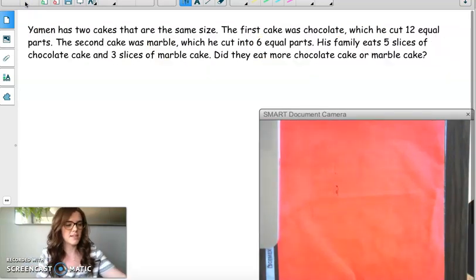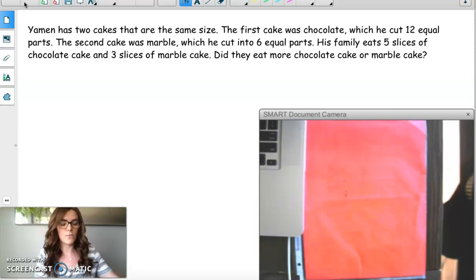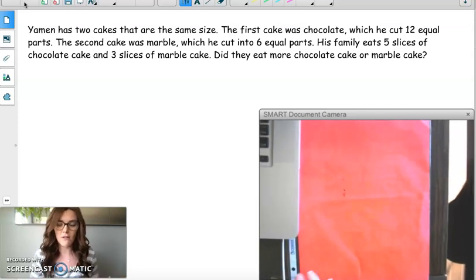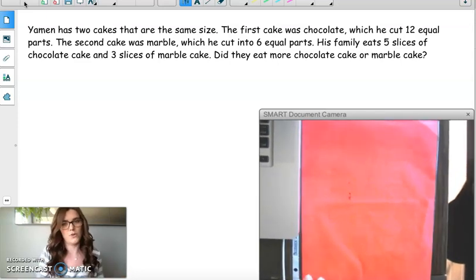Okay, our next one here. I'm going to read it, and then I would like you guys to pause the video and try this one on your own. But first, I will read through it and I will highlight some of the important information.